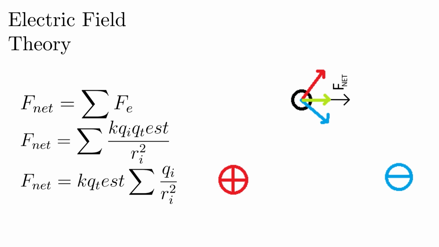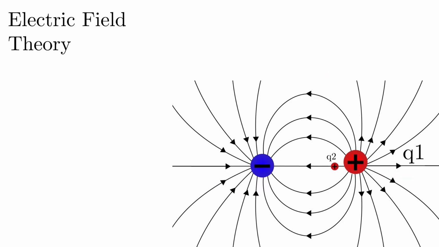And by calculating every single one of these net force vectors, we can get a shape that looks something like this. You can see these types of arches, as on this side the positive charge will have more effect, so it's going to be pushing it away, and the negative charge is going to have less effect.